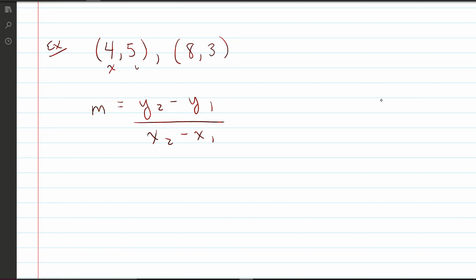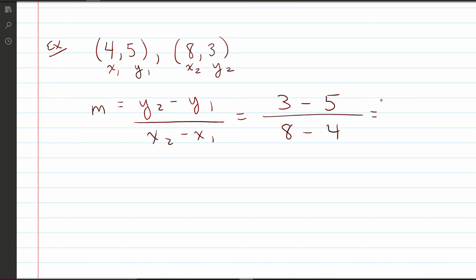So again, I usually like to label my ordered pairs x and y. (4, 5) is the first ordered pair I see, so I label those the sub 1s. (8, 3) is the second ordered pair I see, so I'll label those the sub 2s. And now I'll just go ahead and plug in, but I'm careful to use the signs from the formula. So my y sub 2 is 3, my y sub 1 is 5, my x sub 2 is 8, my x sub 1 is 4.